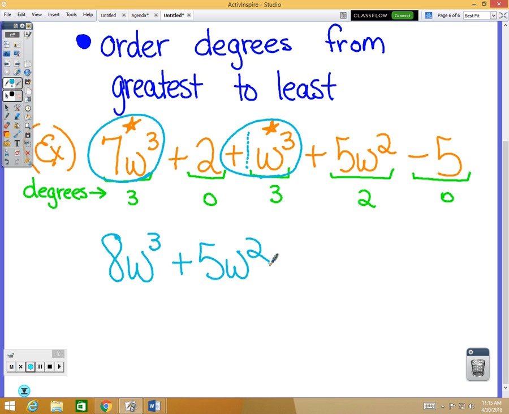And then lastly, I have 2 numbers that do not have variables. Those are called constants when they don't have a variable. And I can combine these things. So I can combine this positive 2 with this. Remember, the sign in front of it goes with it. A negative 5. So a positive 2 and a negative 5 give me negative 3. And you're finished.